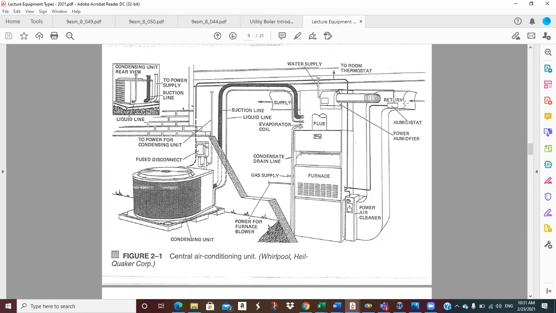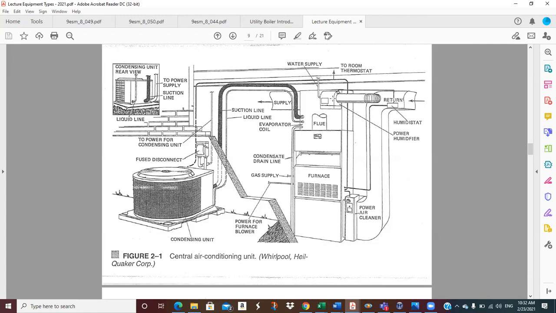And then I got return air. And let's see, this is showing a humidifier. So in the wintertime, with more sophisticated systems, the air gets too dry, so you may want to put some moisture in it. So it's got a power humidifier. It shows a water line coming to it.